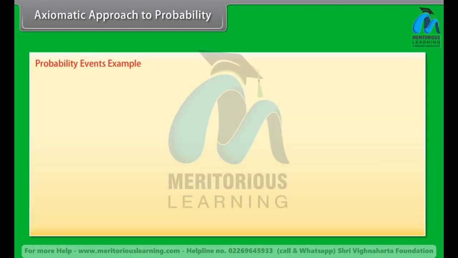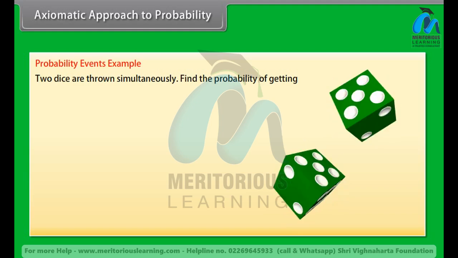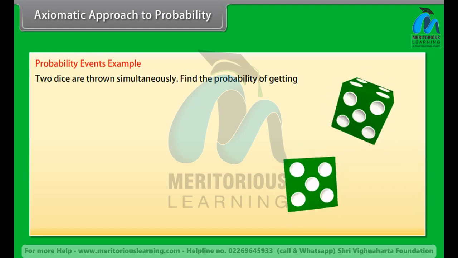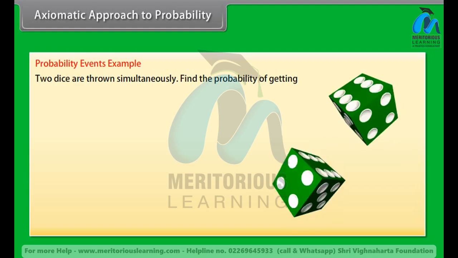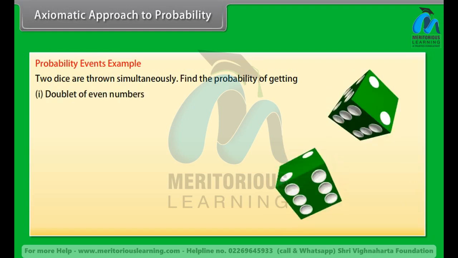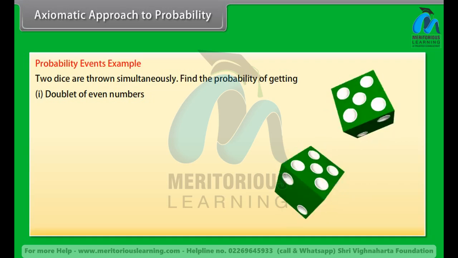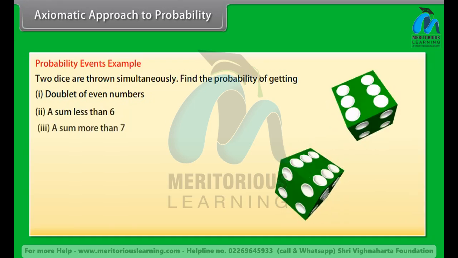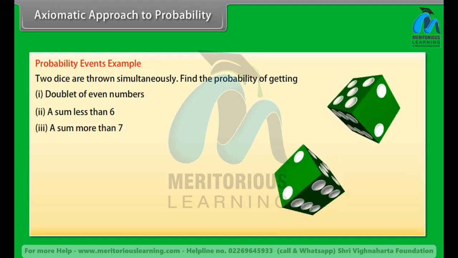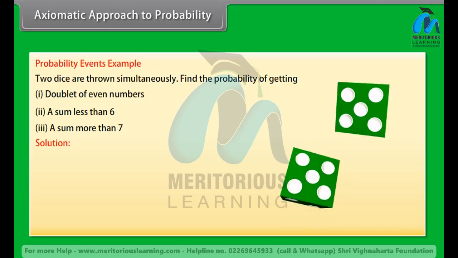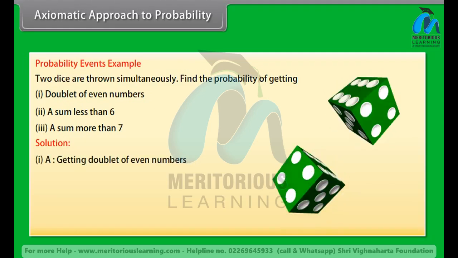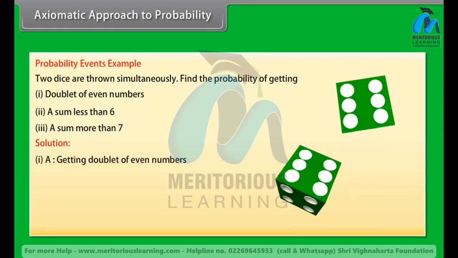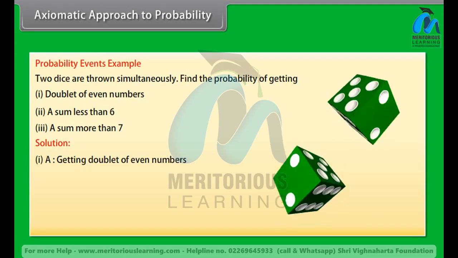Probability of events. Let's have an example for better understanding. Two dice are thrown simultaneously. Find the probability of getting 1. Doublet of even numbers. 2. A sum less than 6. 3. A sum more than 7. Solution. 1. Let A be getting doublets of even numbers.